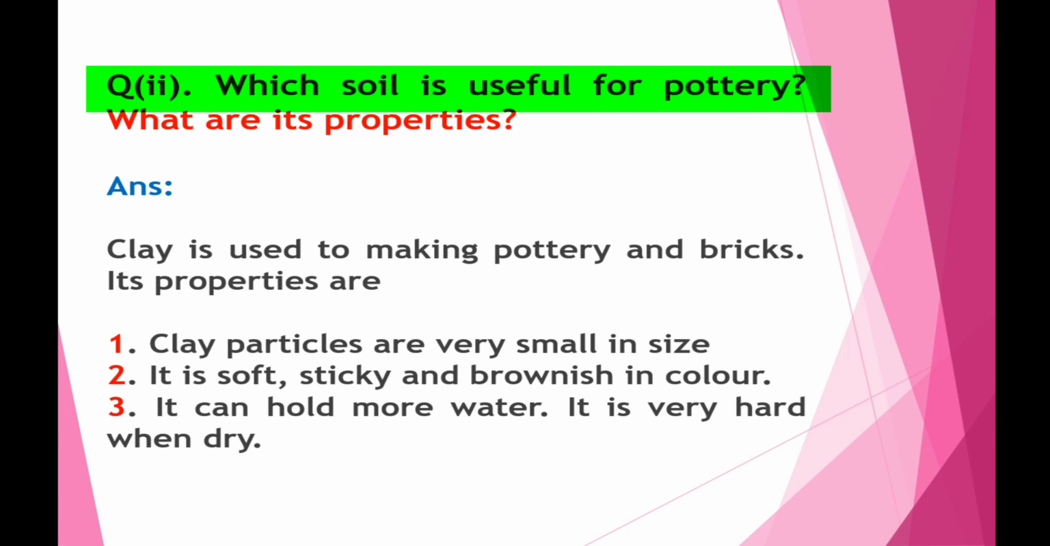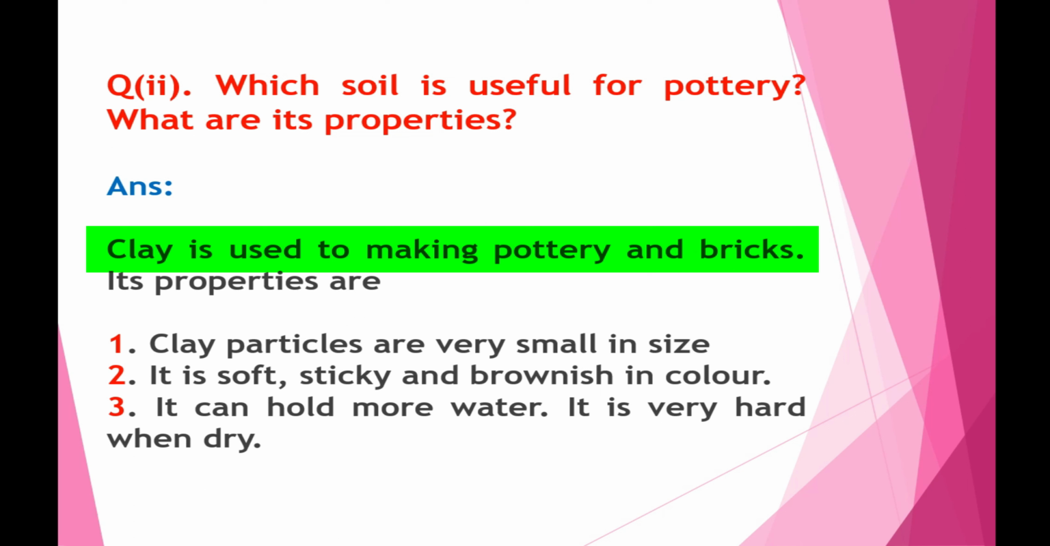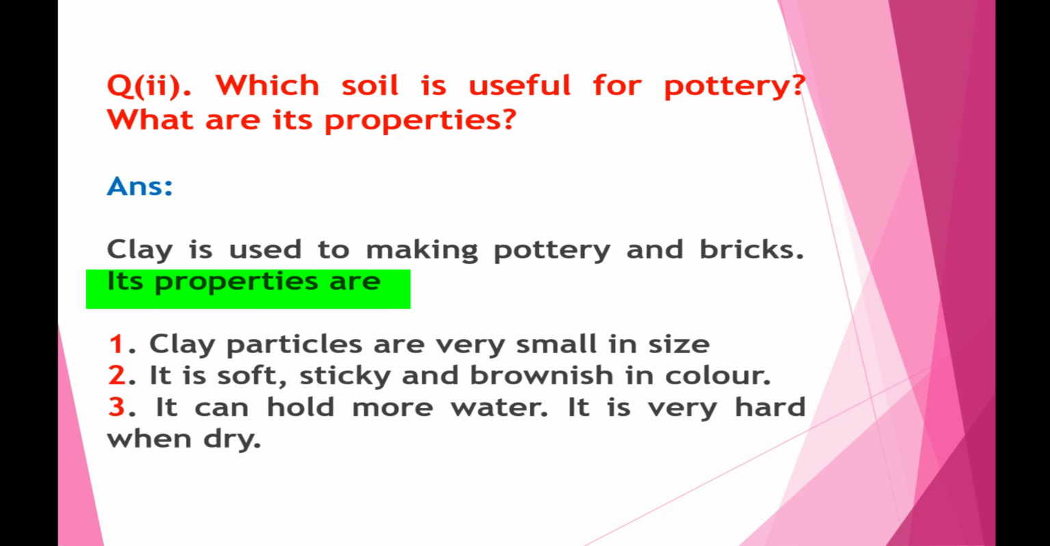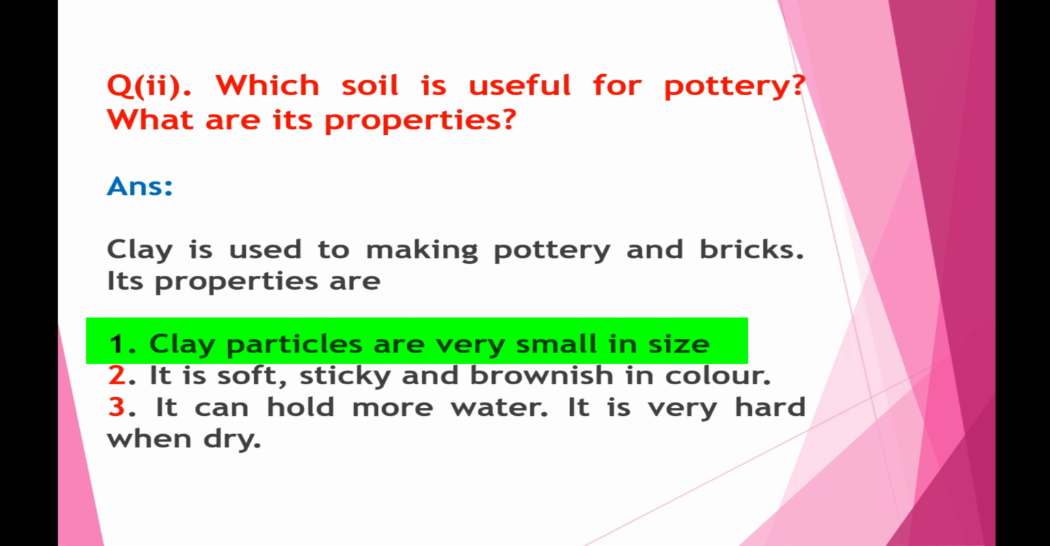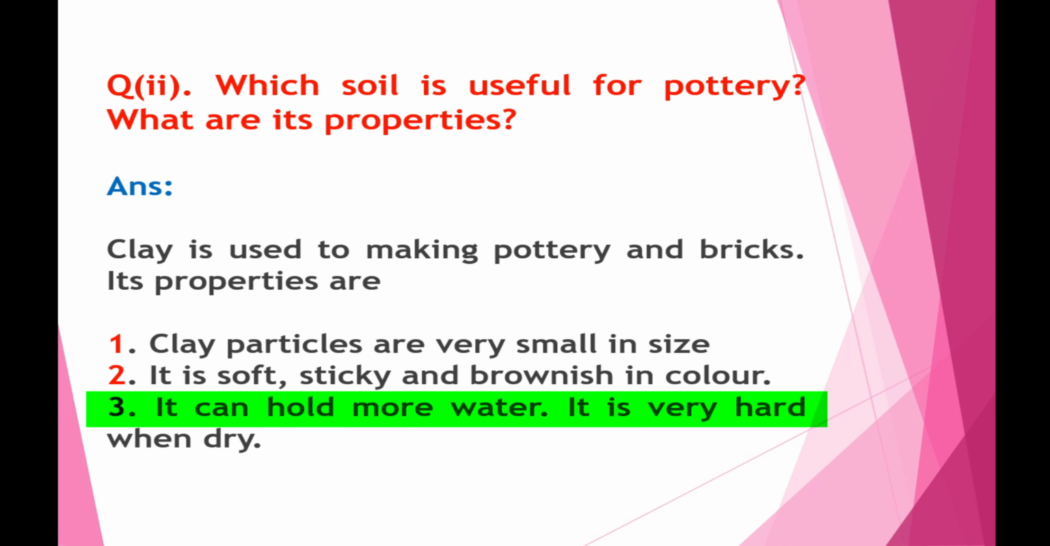Question number 2. Which soil is useful for pottery? What are its properties? Answer. Clay is used to make pottery and bricks. Its properties are: clay particles are very small in size, it is soft, sticky and brownish in color. It can hold more water. It is very hard when dry.